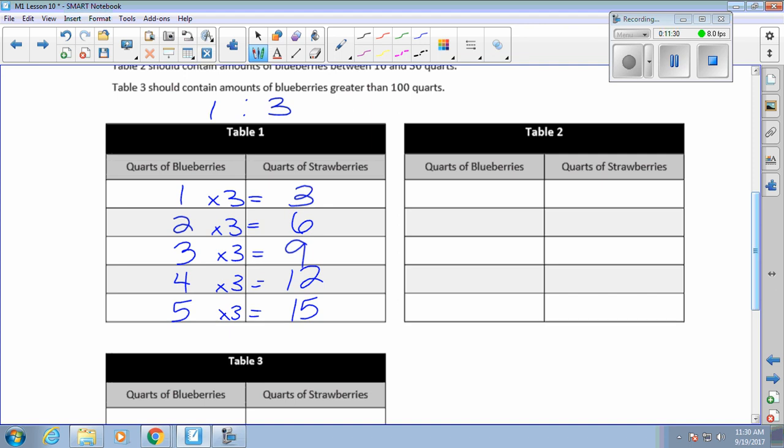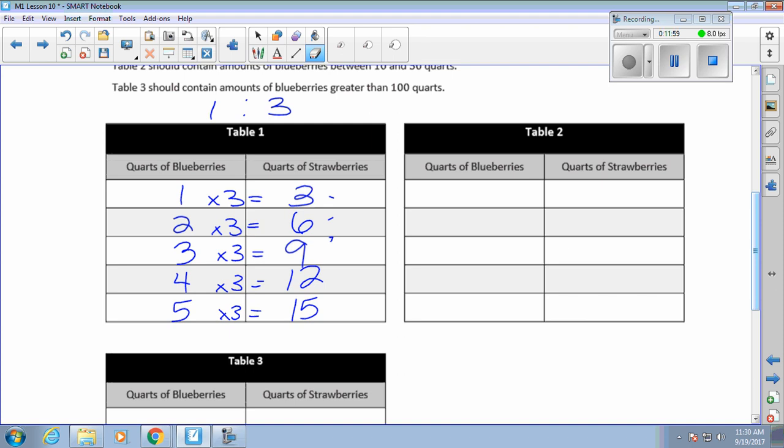Very good. Because we're basing this off a ratio of 1 to 3, the strawberries keep increasing by adding 3, by adding 3, by adding 3. Okay? So that continues. Each time we add 3 to the strawberries, how many do we add to the blueberries? 1. 1. Very good. All right. So I'm going to erase some of this extra stuff I've got going on here.